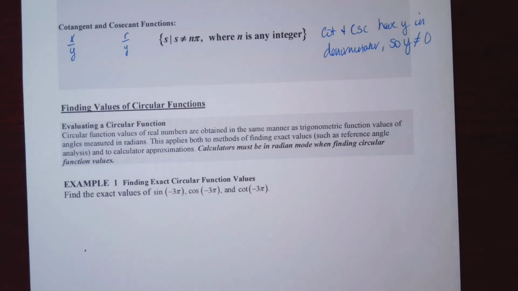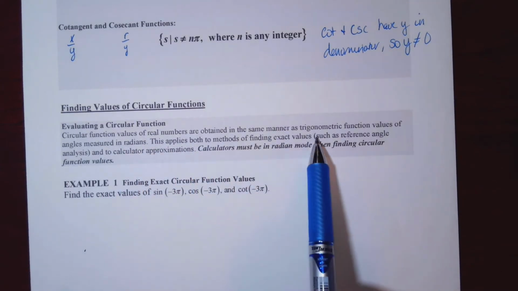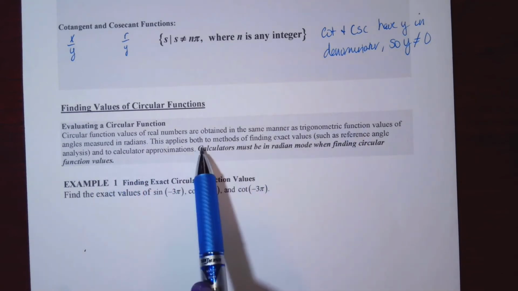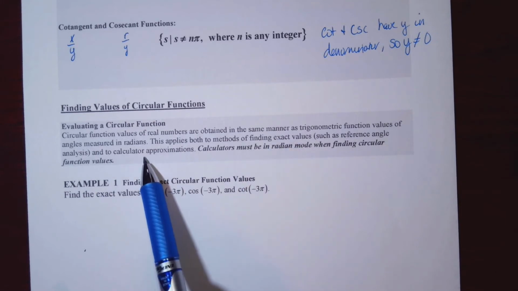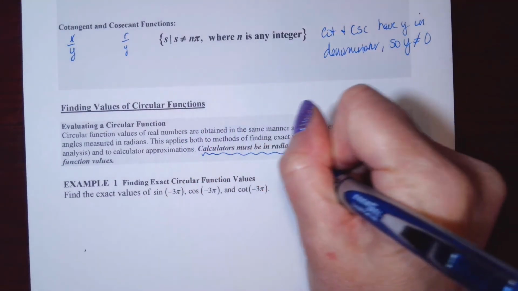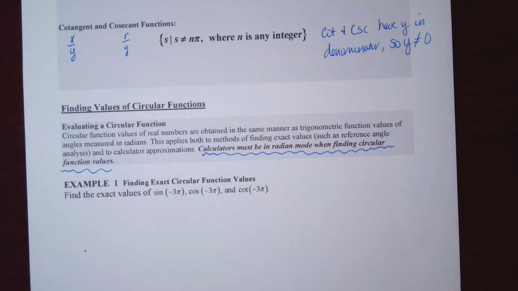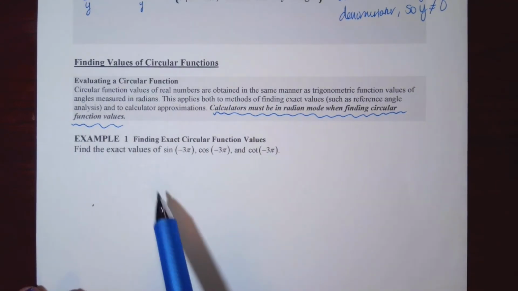Okay, finding values of circular functions. As we look to evaluate those, circular functions of real numbers are obtained just like trig functions of angles measured in radians. This applies both to methods of finding exact values, like when I'm using my reference angles and special angles on the unit circle, and to calculator approximations. Calculators must be in radian mode when I'm finding circular function values, because s is the same as theta as long as theta is in radians. So that is key to using these circular function values.